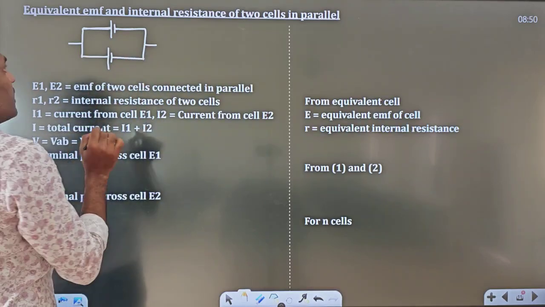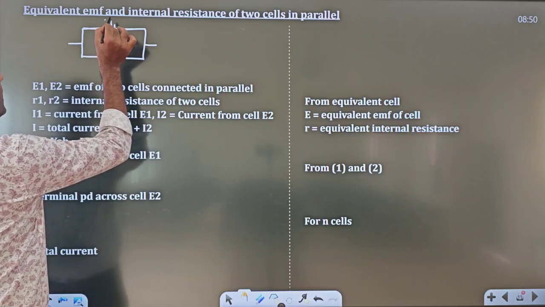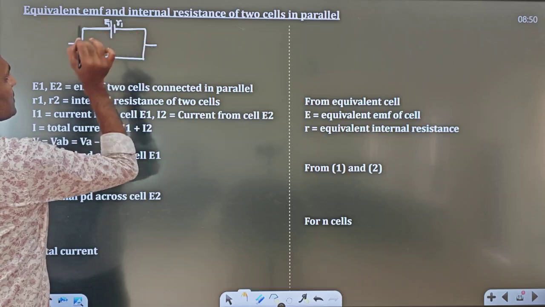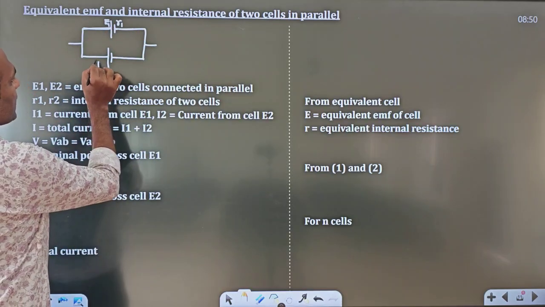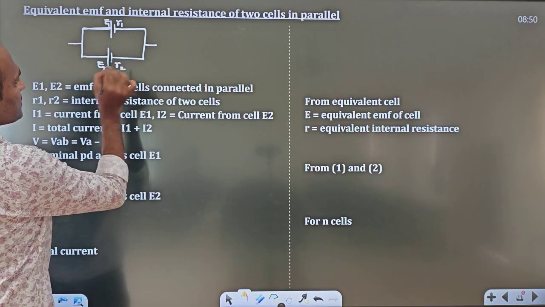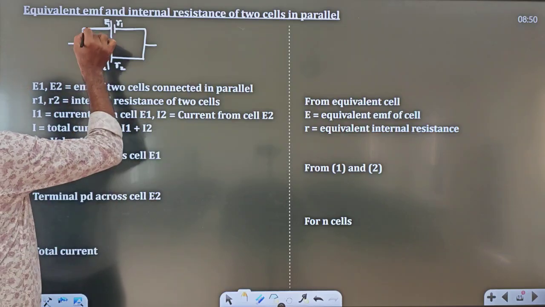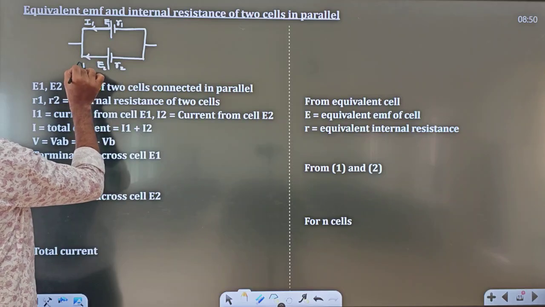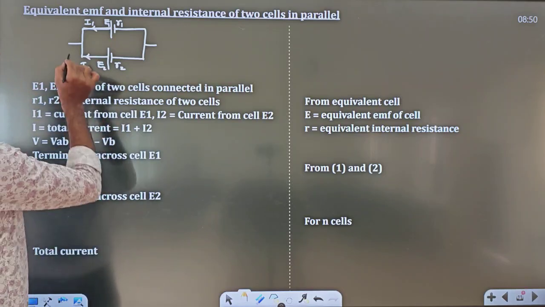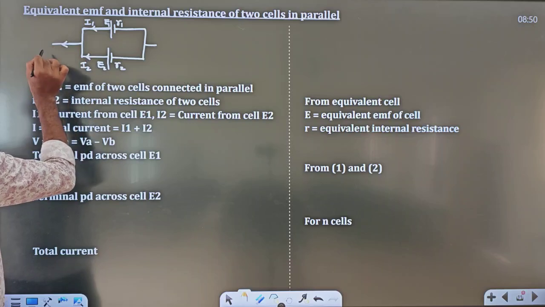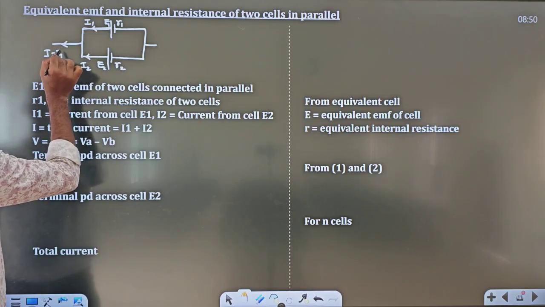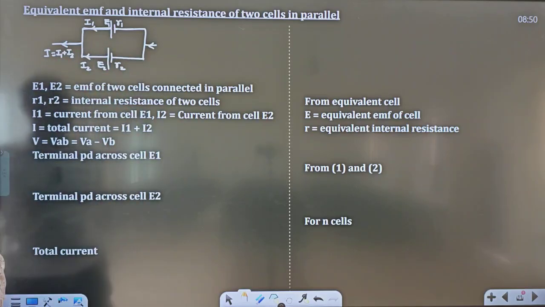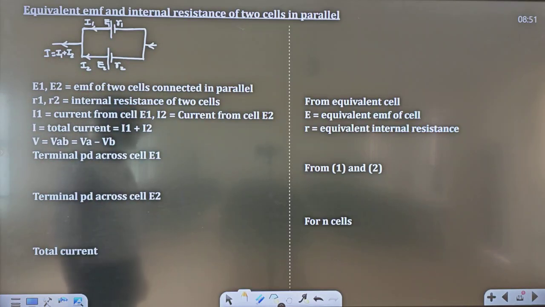Correct? Okay. Let the EMF of the first cell be taken as E1 and internal resistance R1. EMF of the second cell is E2 and internal resistance is R2. Current coming out from the first cell is taken as I1 and current coming out from the second cell is taken as I2. These two currents will add and they will flow here as I. If you add the currents, I1 plus I2 is equal to I, that current will flow in this branch. So this is the parallel combination of two cells.